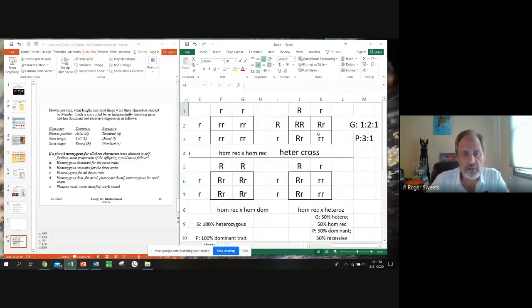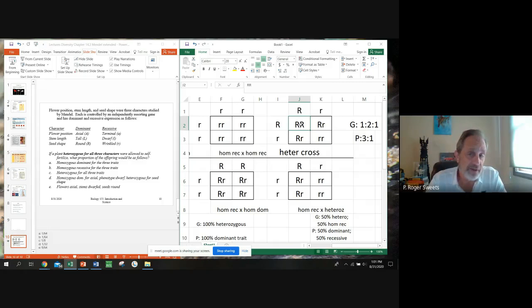And if we treat each one of these, one will be round and wrinkled, one tall dwarf, one axial and terminal. And so if the proportion of offspring is homozygous dominant for all three traits, we can see that only 1/4 of the offspring for any one of the traits is going to be homozygous dominant. So now we can multiply our three traits together. 1/4 times 1/4 times 1/4 equals 1/64.